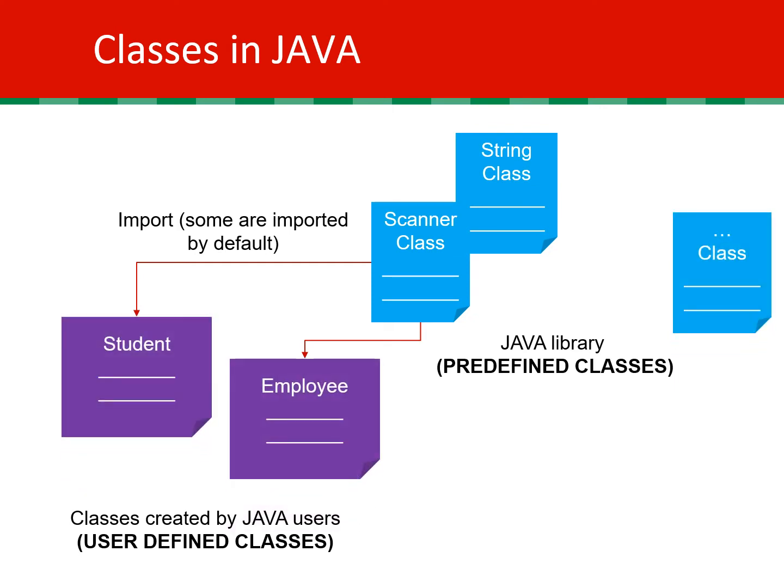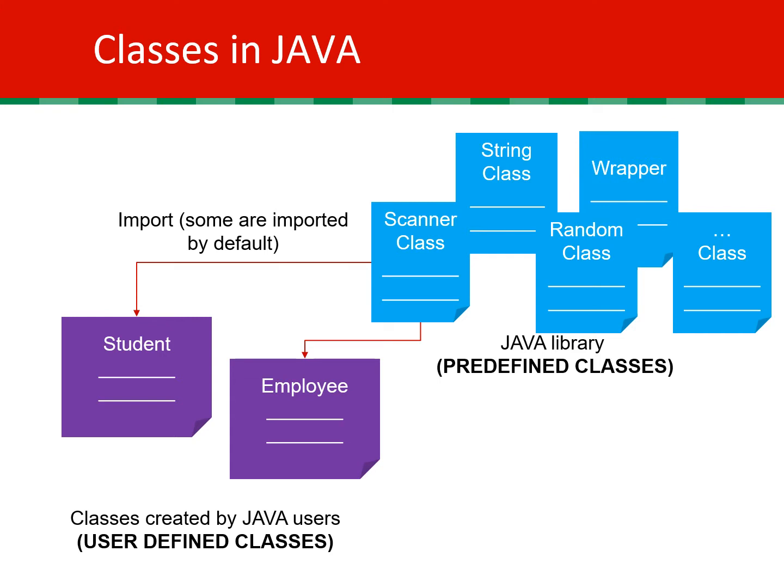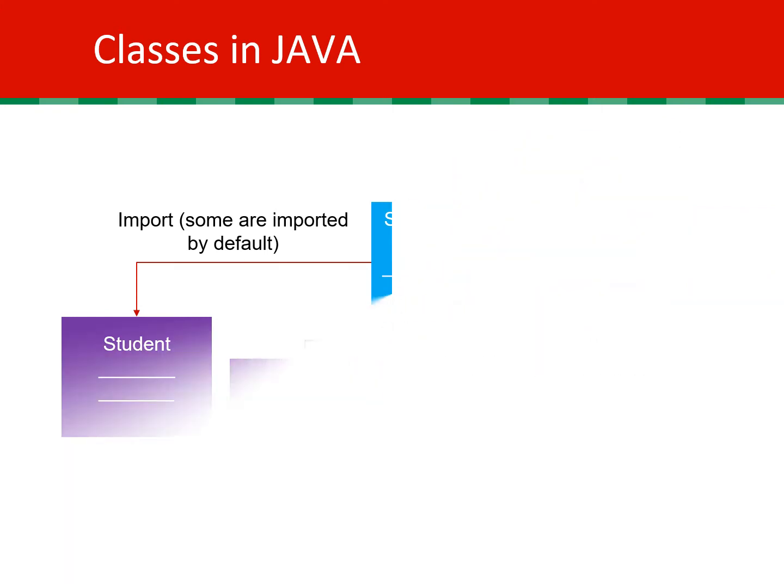When you are writing your code, you are writing user-defined classes. You define the class by yourself. At the same time, when you run the code, sometimes you use some of the libraries, right? You import certain libraries, for example the Scanner to get inputs, the Random class, and so on. That is called predefined classes, provided by Java. The ones written by you, we call user-defined classes.